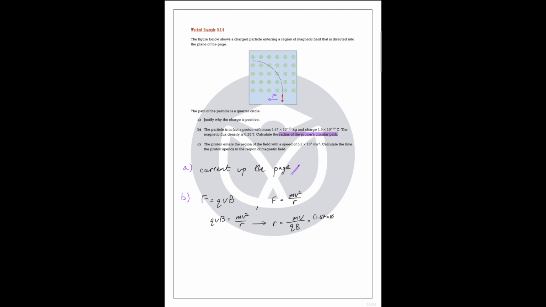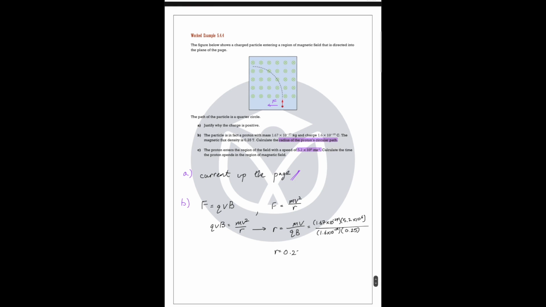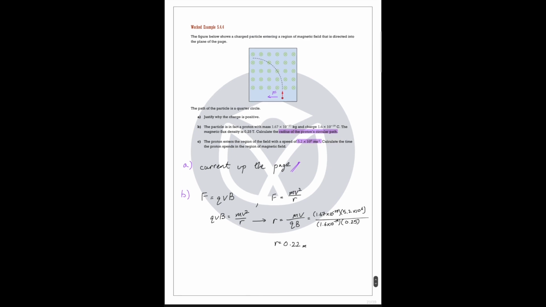So the mass is equal to 1.67 times 10 to the negative 27 multiplied by the speed. The speed is given in part C. So 5.2 times 10 to the 6 over the charge, 1.6 times 10 to the negative 19, and the magnetic field flux density of 0.25. We then get the radius equal to 0.22 meters. About that much.